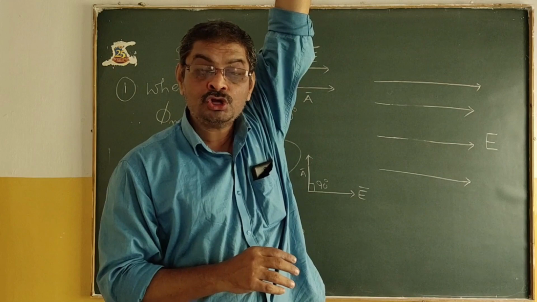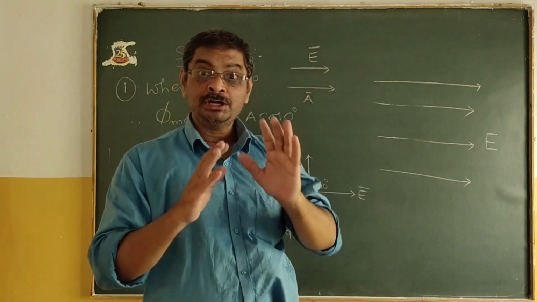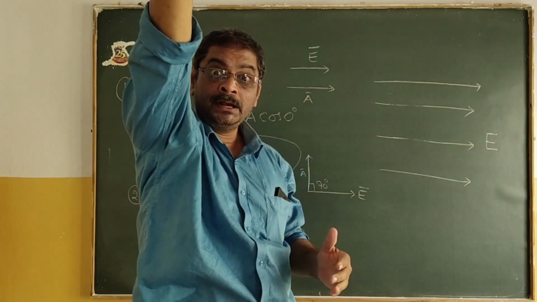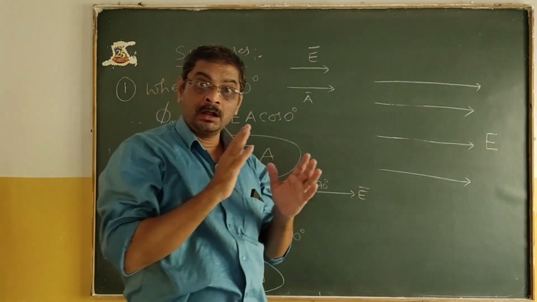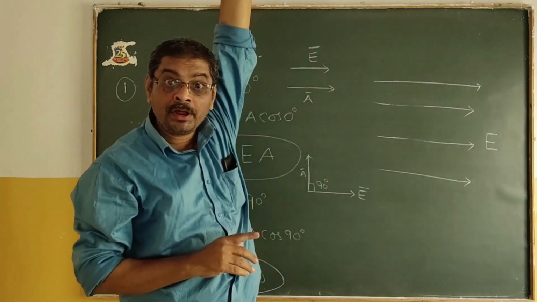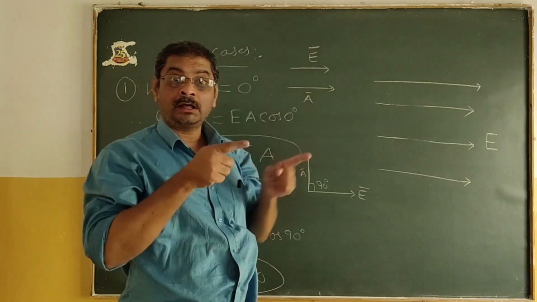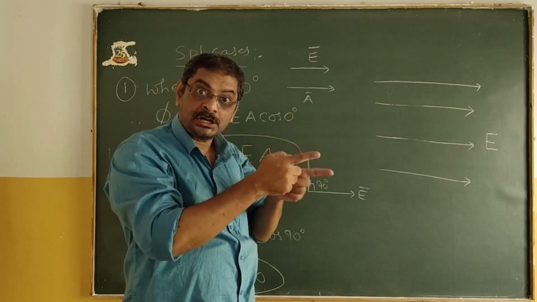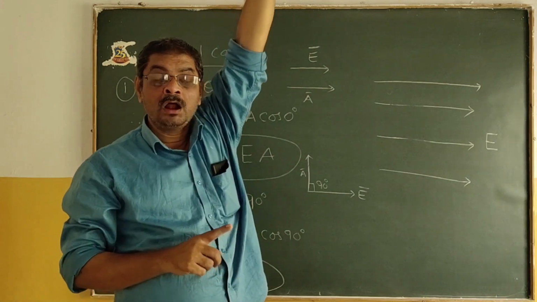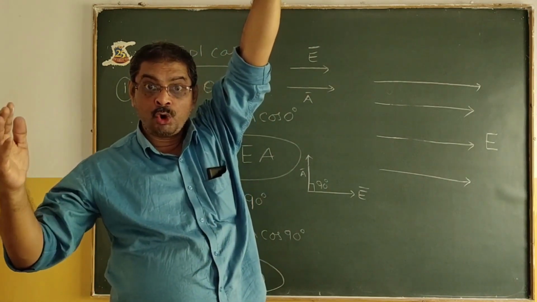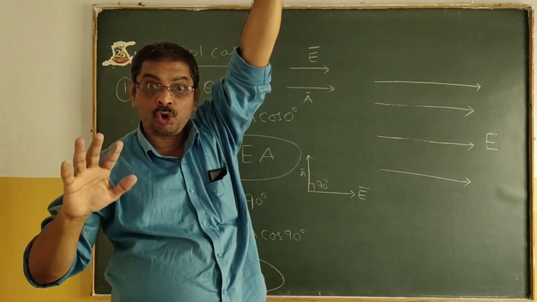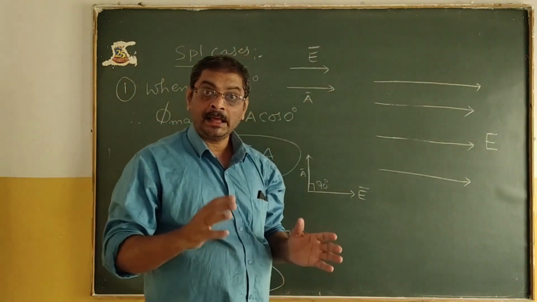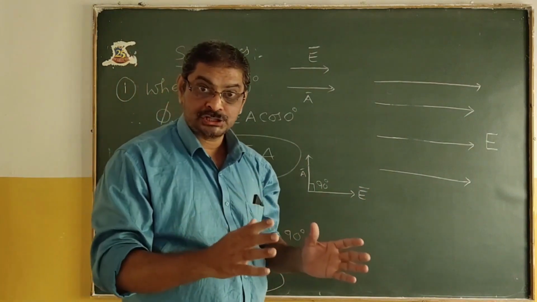So remember the important point. Whenever the field vector and the area vector are parallel to each other, then the angle between them will be 0 degree. So cos 0 degree will be equal to 1. That's the reason why the electric flux will become maximum.